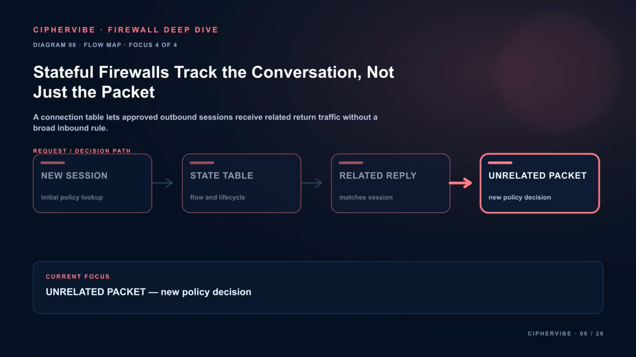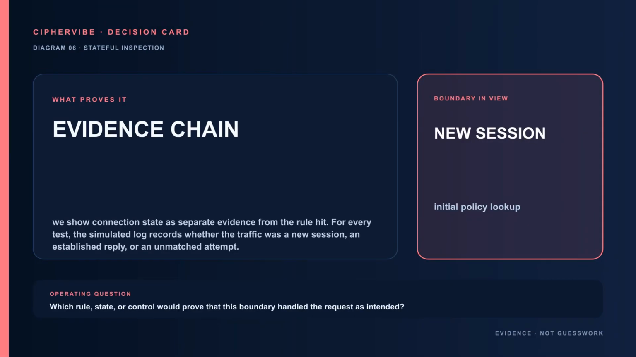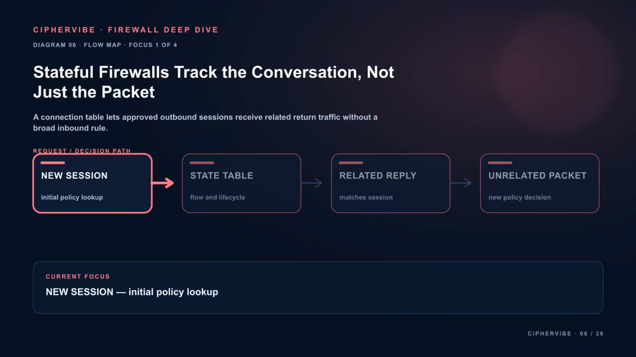Mechanically, the first packet is evaluated against a new session policy. If allowed, the device creates a state entry. Related packets use that entry until the session closes, times out, or the device removes it. The common failure is that people use established as a synonym for safe.